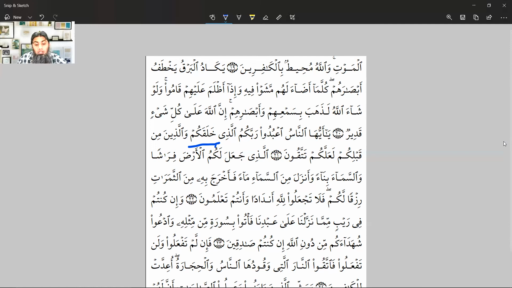Then fa'tu, produce a surah. Fa'tu means bring. Okay, bring a surah like it. That's an example. It's a misleading example, isn't it?